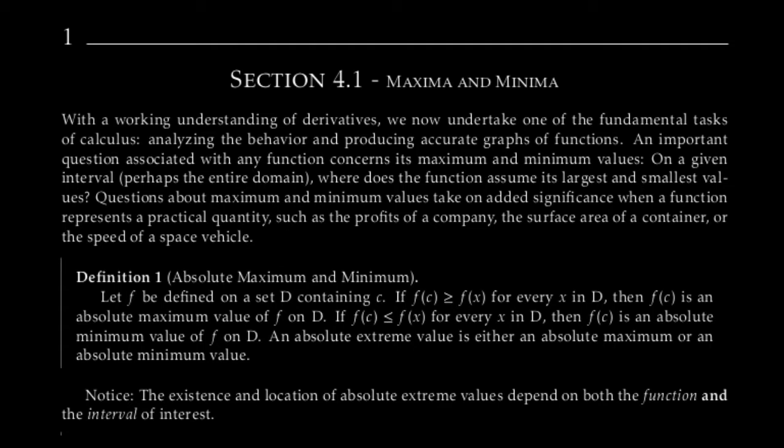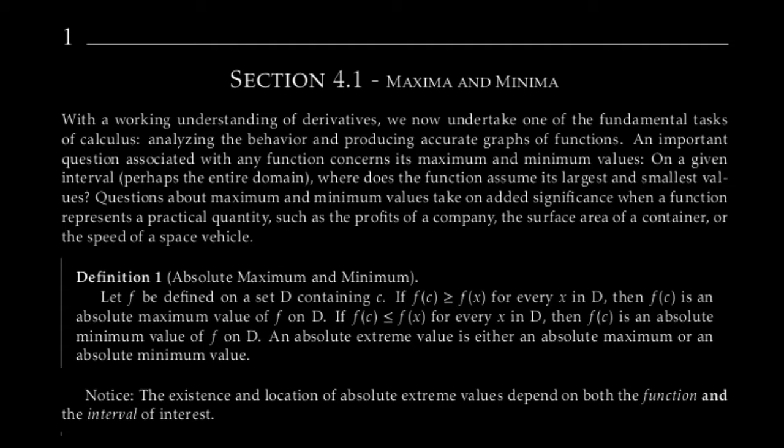So, let's get on to the first definition. Definition 1. Absolute maxima and minima. Let's let f be defined on a set D containing a point c. If f of c is greater than or equal to f of x for every x in D, then f of c is an absolute maximum value of f on D. If f of c is less than or equal to f of x for every x in D, then f of c is an absolute minimum value of f on D. An absolute extreme value is just one of these two, either an absolute maximum or an absolute minimum.